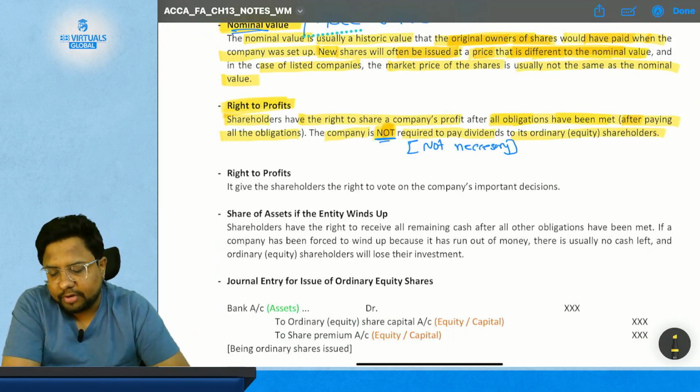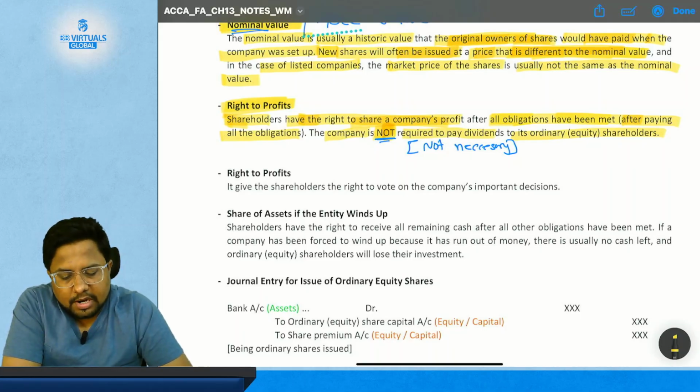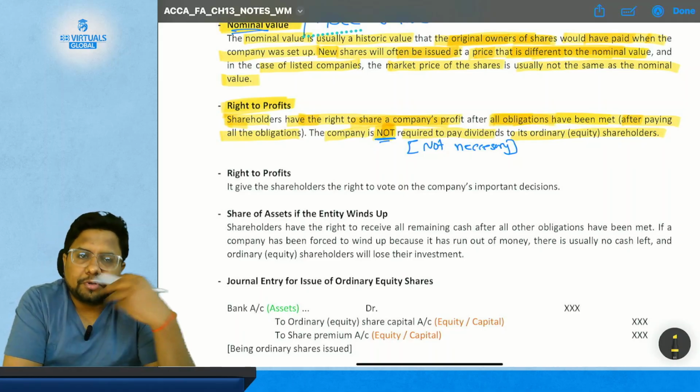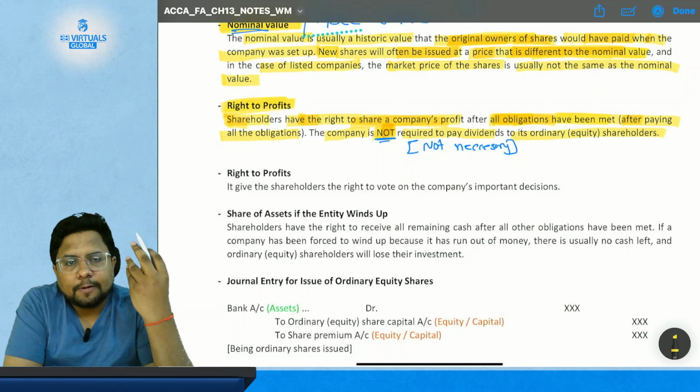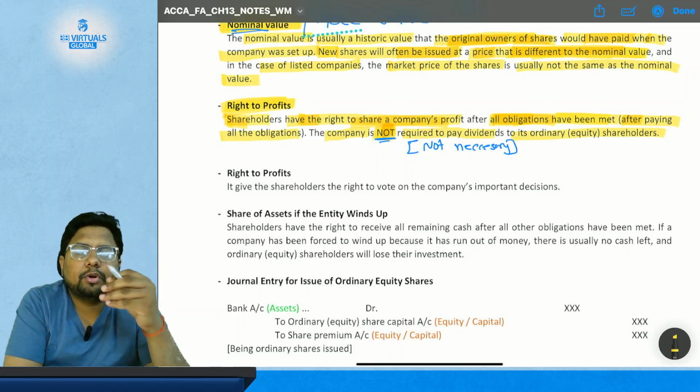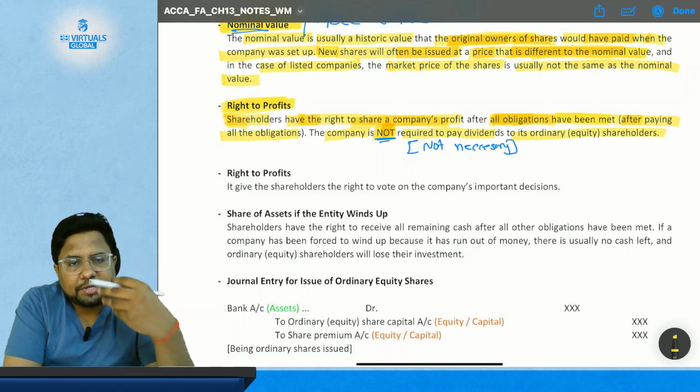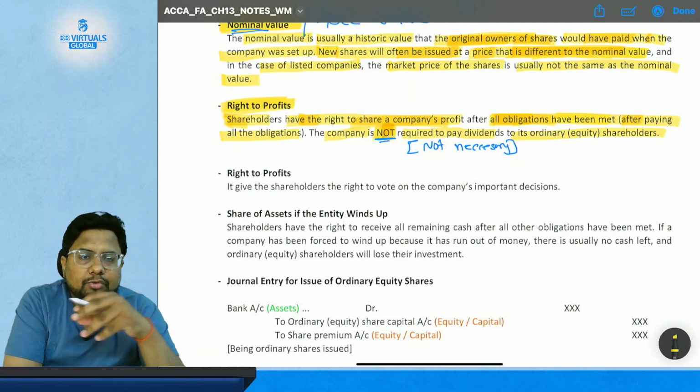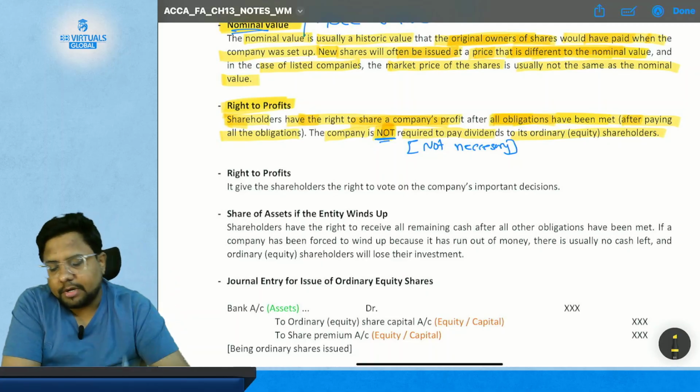So what is right to profit? Right to profit is that the shareholder has the right to share a company's profit after all obligations have been met. So first you need to pay off all the expenses, pay off the amount to the different stakeholders, pay off the interest, and then you are left with an amount which is going to be the amount for which dividend can be paid.